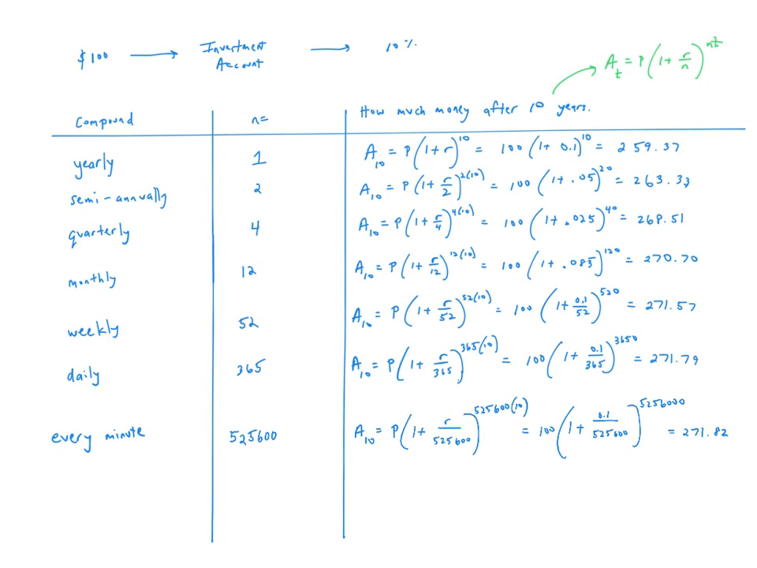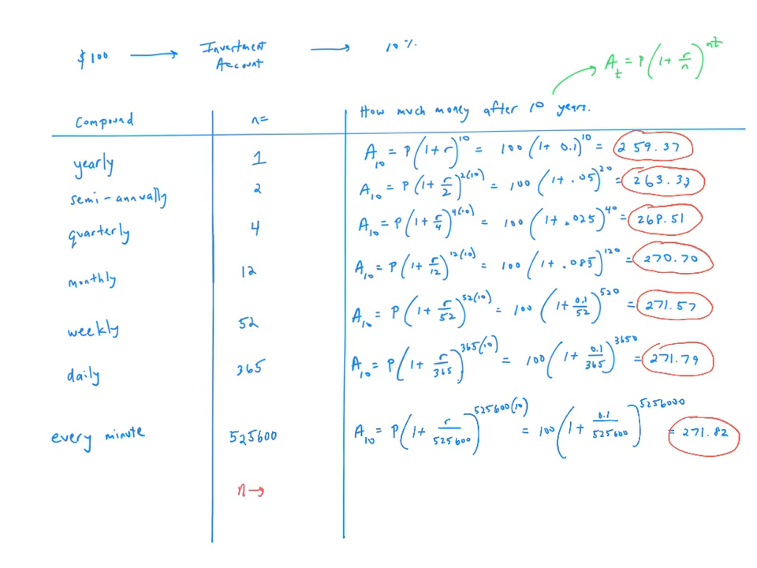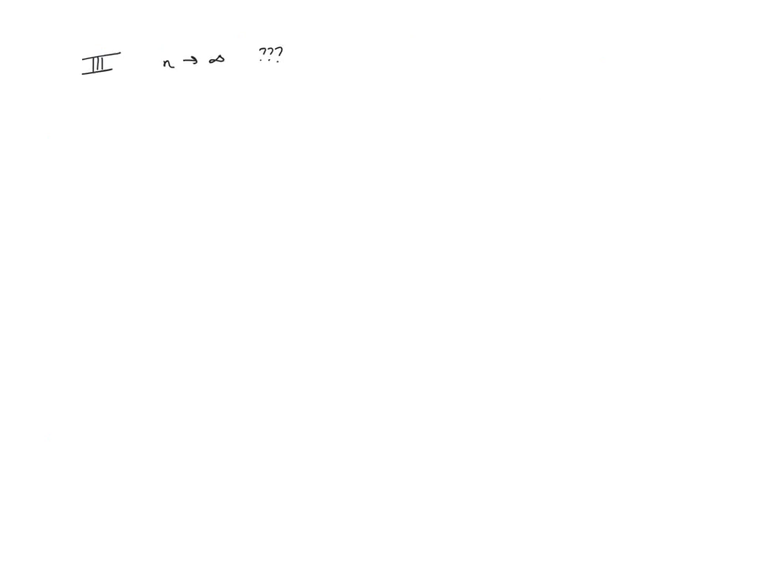$271.82. Now, it seems like as n increases, the amount of money that we are making also increases. But it also seems like there is a limit to how much money we are making. So the question is, what is happening as n approaches infinity? So, part 3, what's happening as n approaches infinity?